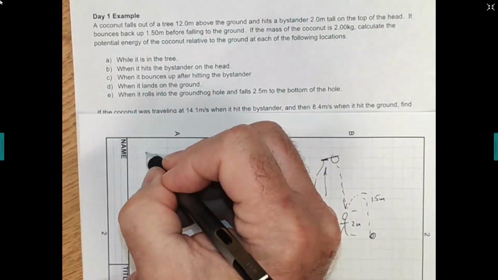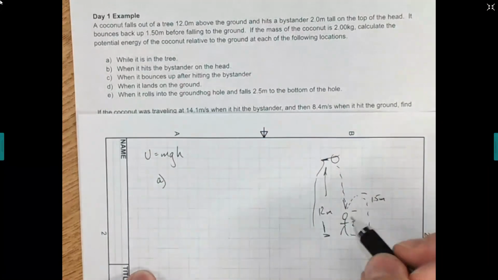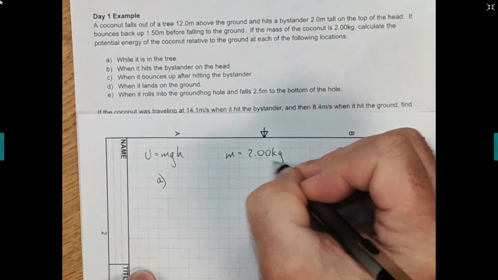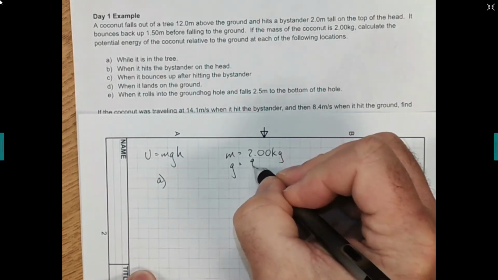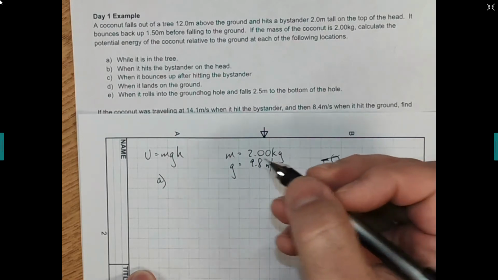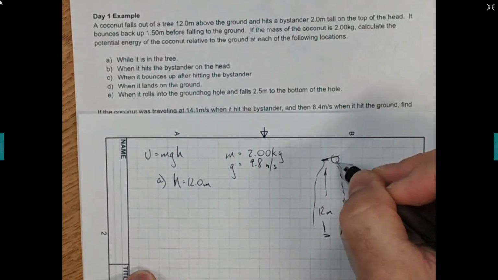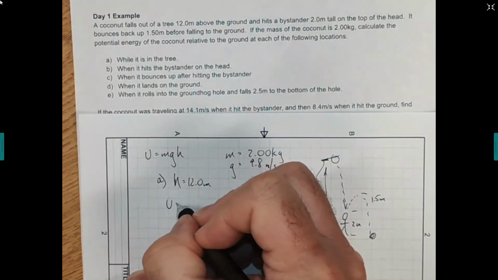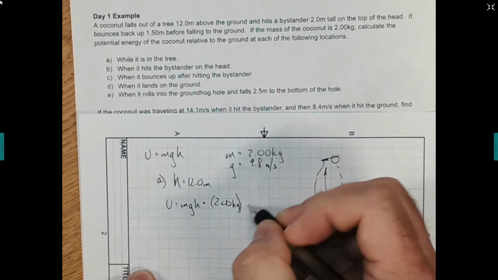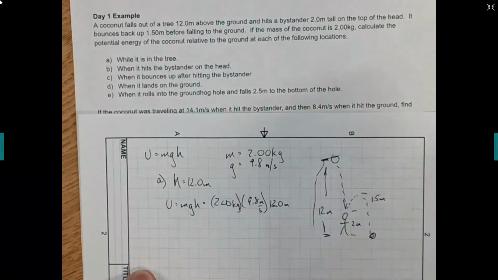So we're looking at the potential energy. That's the U. We know the equation for potential energy is mgh. At the first part, it says while it's in the tree. Do we have mass? They told us the mass. It's 2 kilograms. We can look up in our formula sheet that the acceleration due to gravity is 9.8 or 9.81. I'm just going to go with 9.8 meters per second squared. And then we're just looking for height. In this first part, A, the height was equal to 12.0 meters because we're at the very top, in the tree. So U is equal to mgh, which is equal to 2.00 kilograms times 9.8 meters per second squared times 12.0 meters. So pretty straightforward.